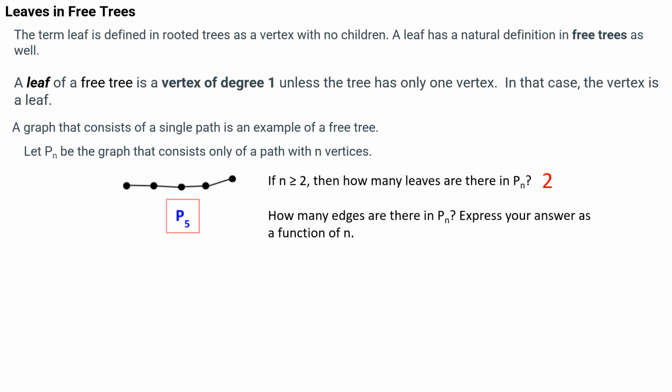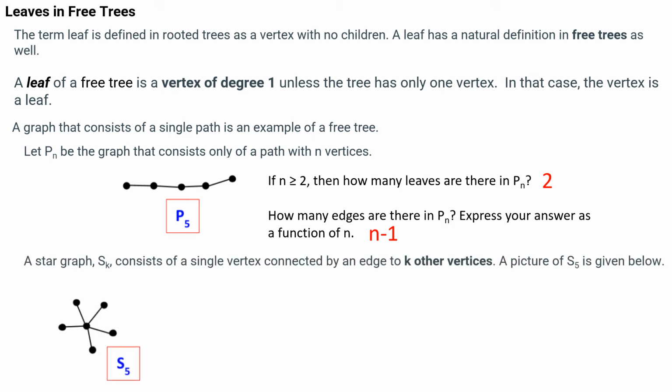How many edges are there in P sub n? Let's look at P sub 5. We have 5 vertices and only 4 edges. And if you had more vertices, we'd still have the same situation: one less edge than we have vertices, so it would be n minus 1. If I had 10 vertices lined up and connected them all together in one little path, we would need 9 edges. So it's always going to be n minus 1.